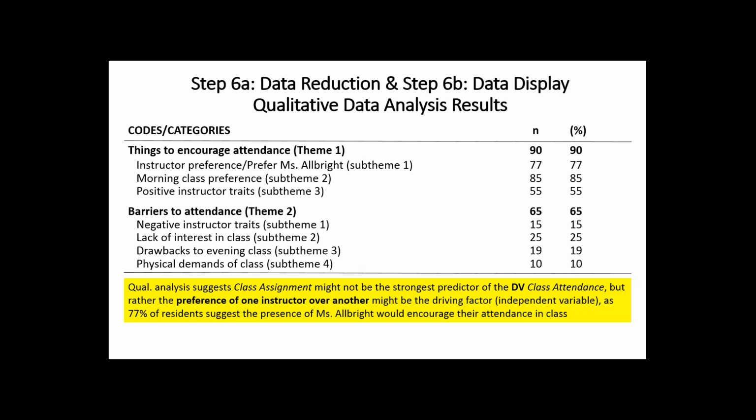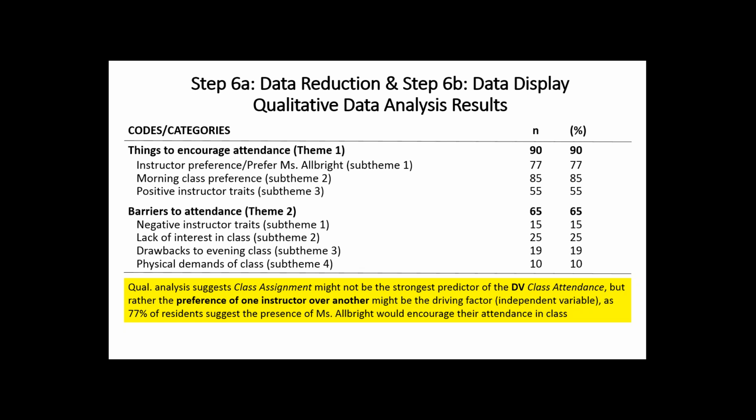Now here, the preference regarding one instructor over another seems to be the driving factor in attending class. 77% of residents said they're attending class because of the presence of Miss Albright. That's different than what the quantitative said. The quantitative said it was class assignment. Now the qualitative is suggesting they're not going in the evenings because they like the evenings. They're going in the evenings because they like Miss Albright.